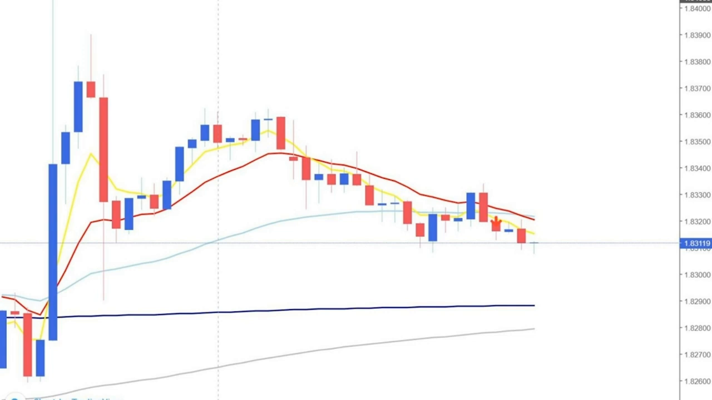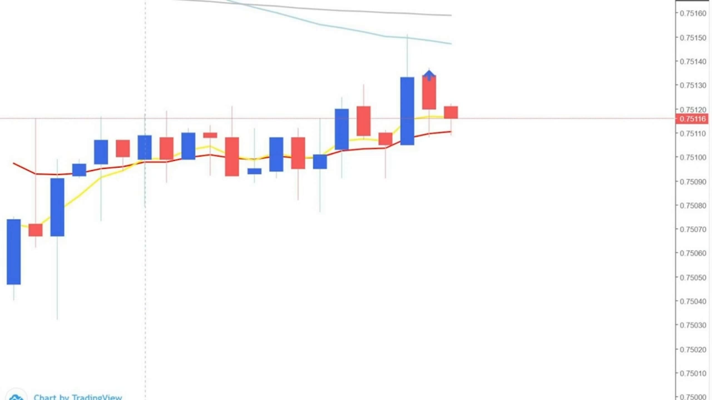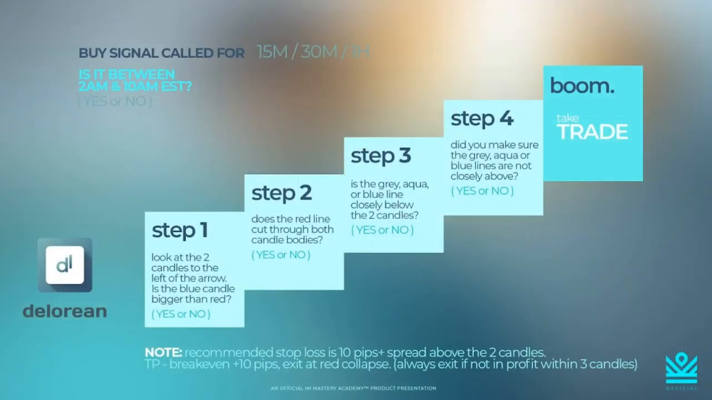So now I want to flip gears and go to the opposite side. We now have a buy signal. Now that we have a buy signal, what we want to do is go find our short-term. This is all short-term trades I'm showing you for this example. We now want to go to our buy signal and take a look at our cheat sheet. Now we're going to simply read step 1 again. Look at the 2 candles to the left of the arrow.